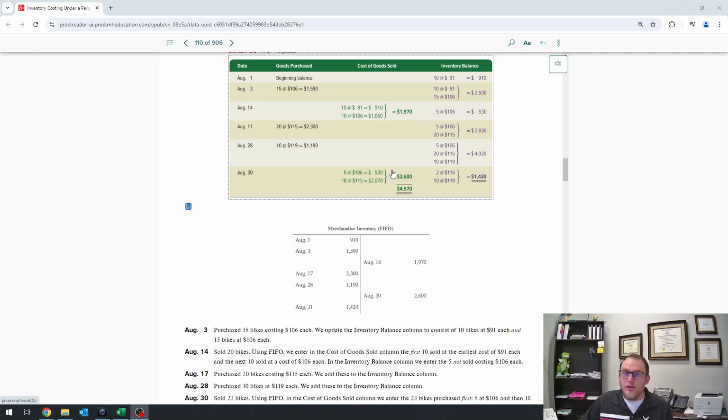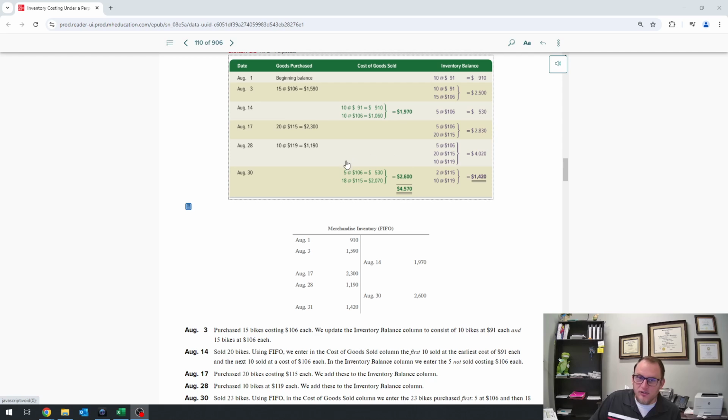And on August 30th, we sold 23 units. So looking at our inventory here, we're going to sell those first 5 that we got, and we're going to have a remainder. So 23 minus 5 is 18. So 18 of those units are going to come out of this second purchase. So our total inventory balance is going to be the 2 units that were purchased on August 17th because we bought 20 of them and we sold 18. So we have 2 remaining from that purchase, and we have all 10 from the purchase on August 28th. And so there is our inventory balance at the end of August.